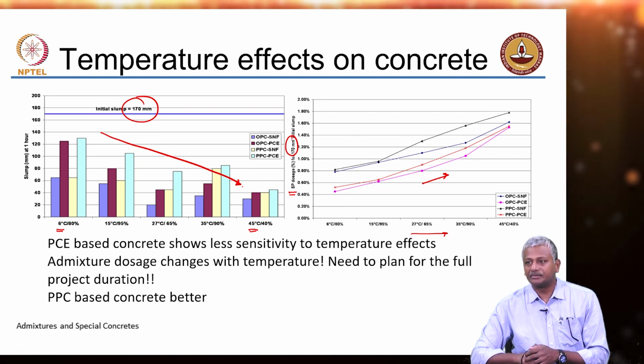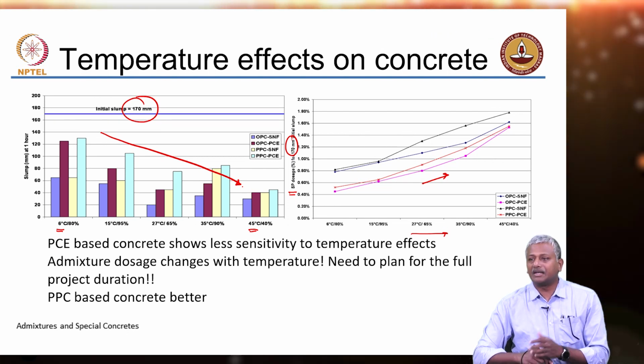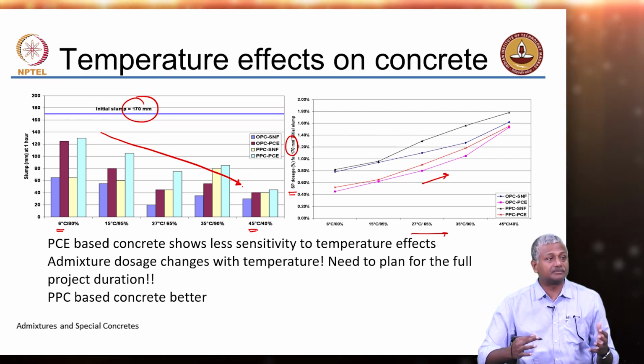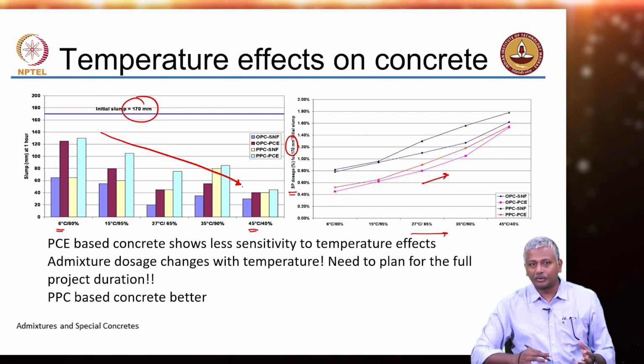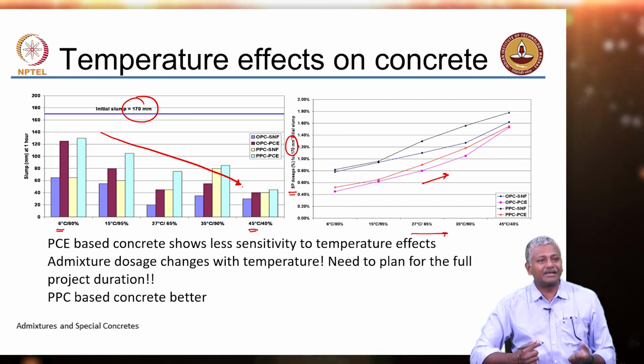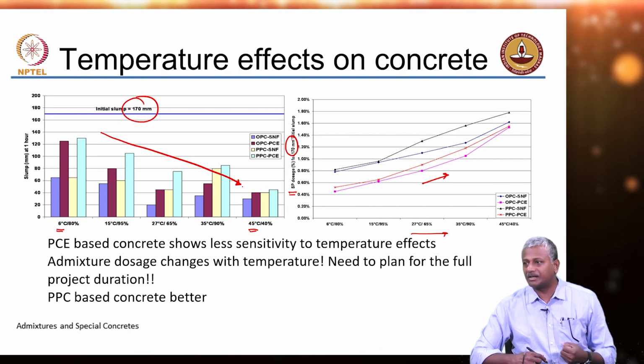Because there is more water loss from the system at higher temperatures. Even if you keep the system such that there is no water loss, you keep the mixer closed also, there will be a greater amount of moisture absorption at a higher temperature. So, your free water may start getting lost.